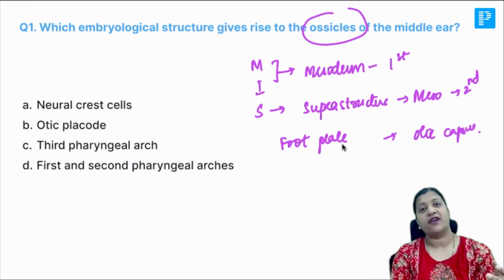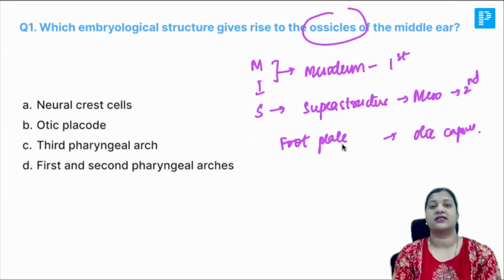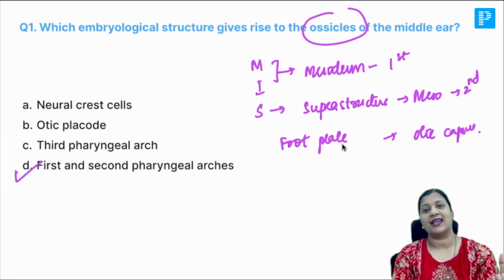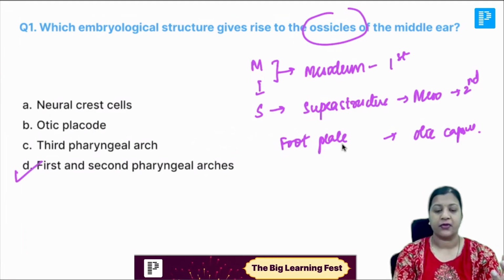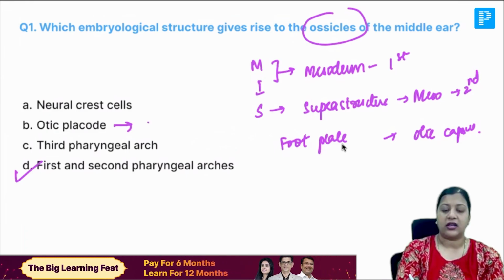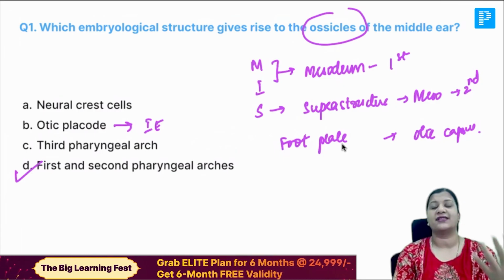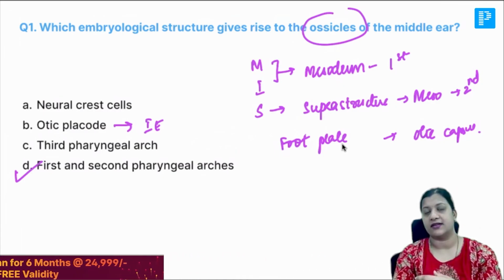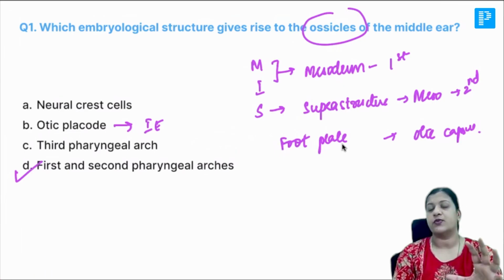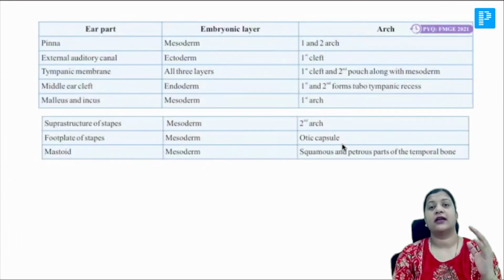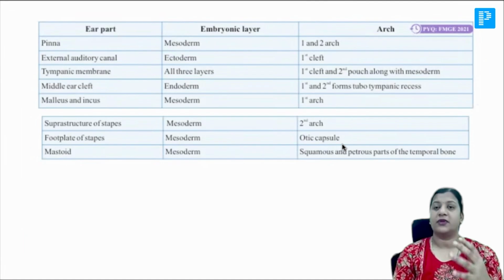Now they haven't specified malleus or incus or the stapes, so we are going to take it as malleus, incus and stapes together coming from the mesoderm of the first and second pharyngeal arches, which is the right answer. Otic placode gives rise to your inner ear. Neural crest cells eventually form an otic pit, otic vesicle, otic placode, which gives rise to your inner ear structures. Third pharyngeal arch is not responsible for any structure of your external ear, middle ear or inner ear. This chart comprehensively tells us the important structures coming from the embryological derivative.